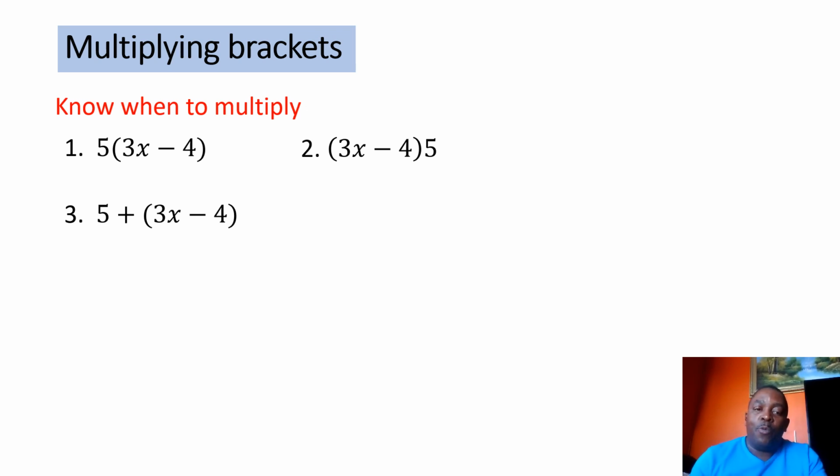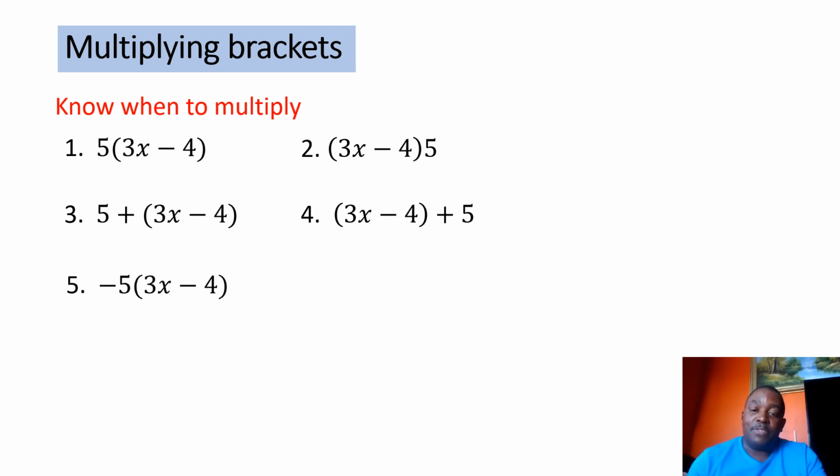It's very important to know when something multiplies the bracket. And look at this one, whether it's in front of the bracket or after the bracket, still that positive 5 is a standalone term and does not multiply the brackets. So we would have just removed the brackets there and added any like terms.